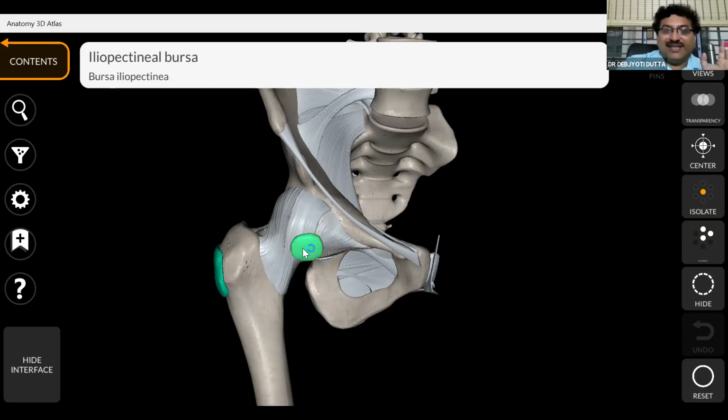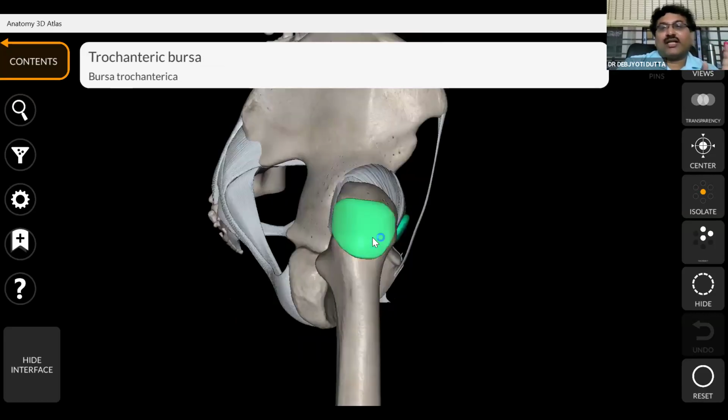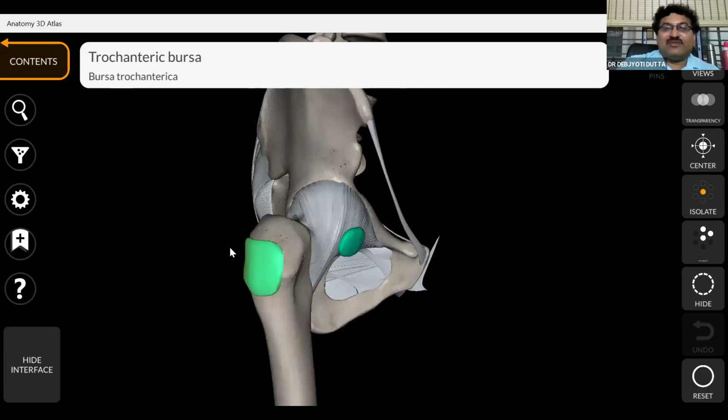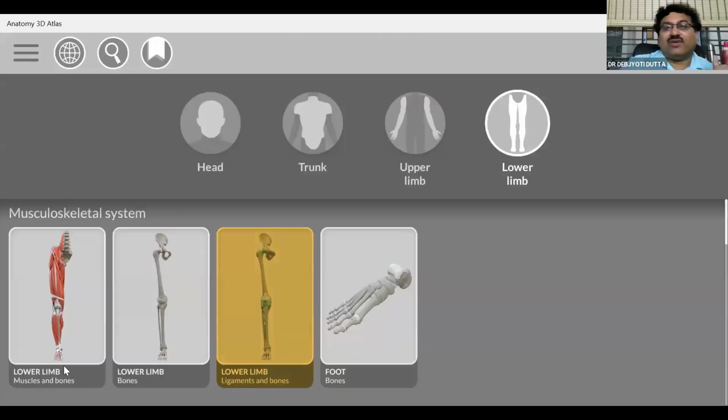Now we have this iliopectineal bursa. And at this point, we have the trochanteric bursa. Again, the trochanteric bursa will be subdivided according to the muscle under which it lies. But for now, I am not making it more complicated. So, the ligament portion, I think you have understood.